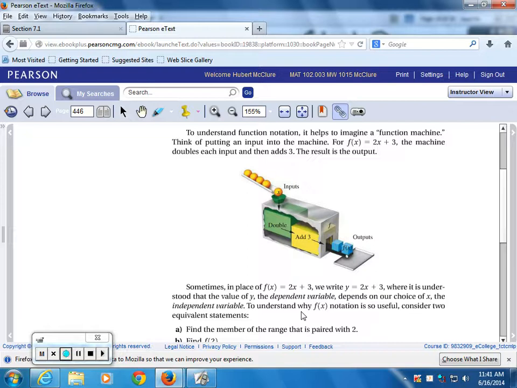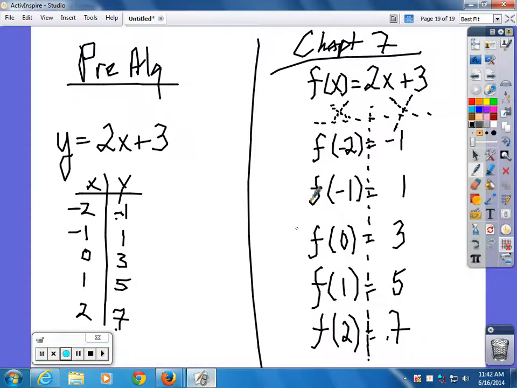Now, you can also find your domain and range graphically. Let's take this. I want you to graph these points right quick. Do that. Just graph it on a piece of notebook paper. Just graph those 5 points, whether you're in pre-algebra or chapter 7. Graph those points.